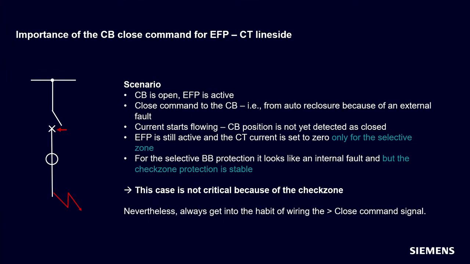Okay, now same scenario, but a CT on line side. In this case, the current is not removed from the check zone. That means there is only a differential current in the selective zone, but not in the check zone. Therefore, the check zone blocks the release of the selective zone trip. And this is the advantage of the implementation since version 8.40. Nevertheless, always get into the habit of wiring the close command.